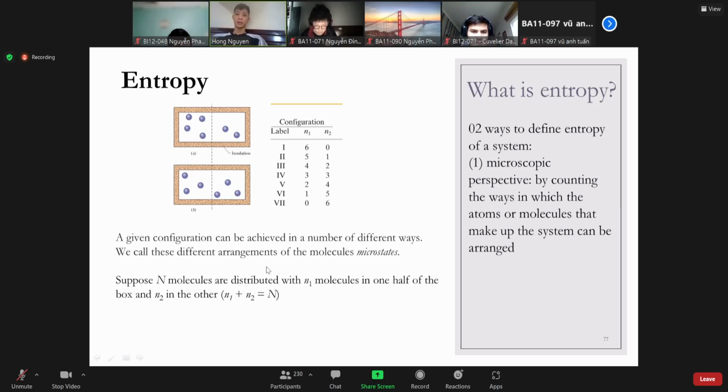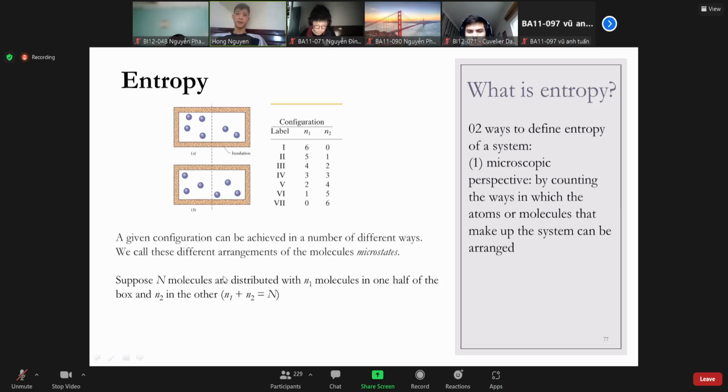Then what do we count? We have to calculate how many arrangements we have in our system. Here we will have to use a little bit of mathematics. So we suppose that n is the number.